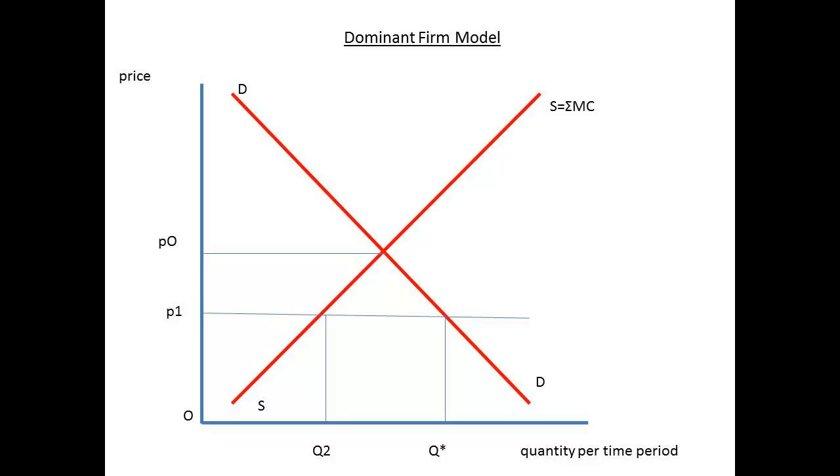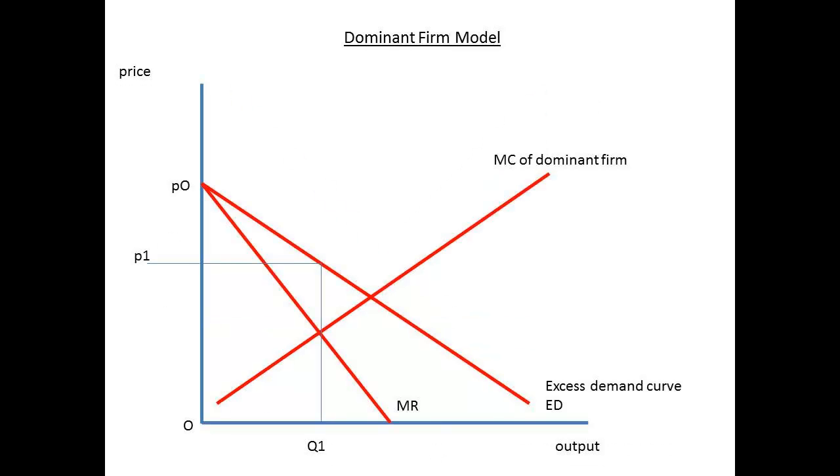The market demand is given by the line DD, and the curve SS represents the sum of all the marginal cost curves of the smaller firms. The dominant firm subtracts the demand curves of the smaller firms to end with a demand curve which is the excess demand. To maximize profits, the dominant firm needs to set a price where the marginal cost curve cuts the marginal revenue curve, so it produces a quantity Q1.